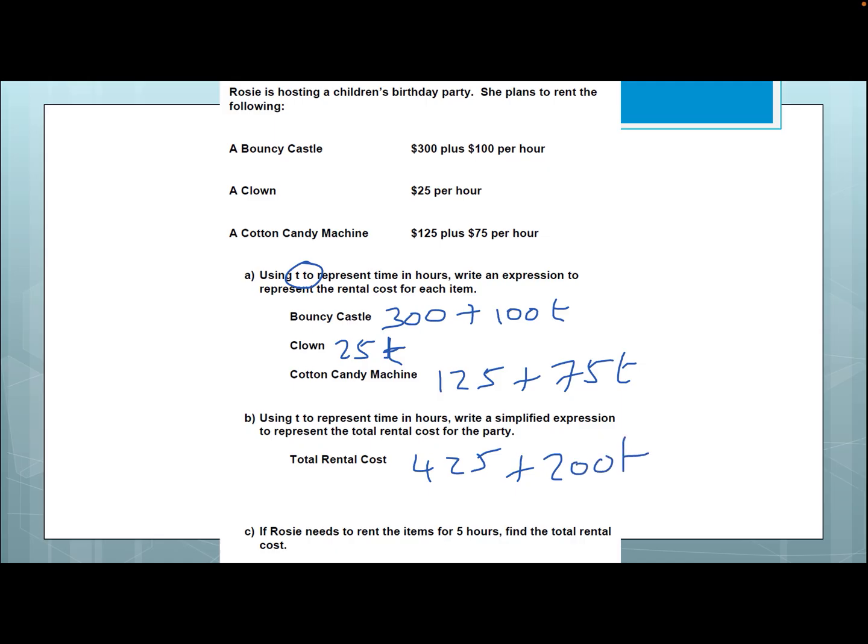And then if Rosie needs to use the item for 5 hours, we're just going to put 5 into here. So it's going to be 425 plus 200 times 5. That's 1,000. So it's just going to be 1,425.